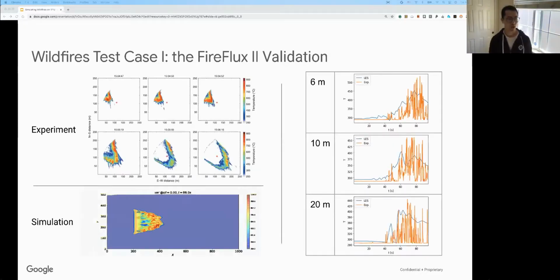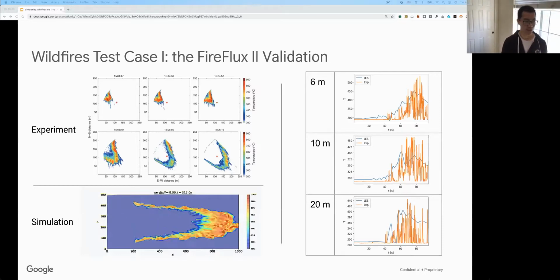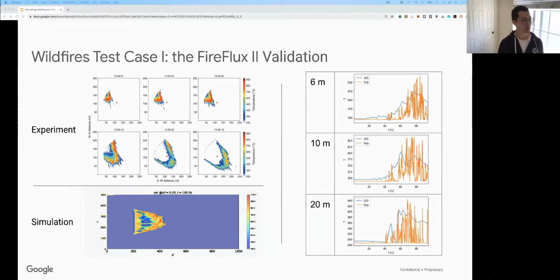First, what I would like to show is our comparison, or validation, of our simulation results against the experiments. As we can see from the left panel, we see good agreement between the simulation and the experiment for the fire topology, where the fire is mainly propagating along the wind direction, and it also expands in the spanwise direction too. This behavior is observed both in the simulation and the experiments.